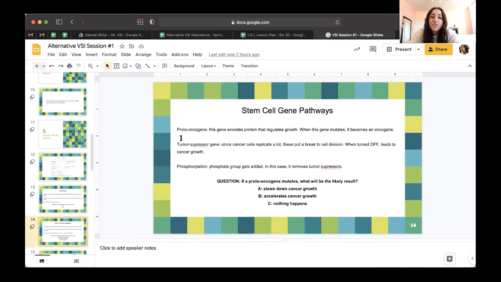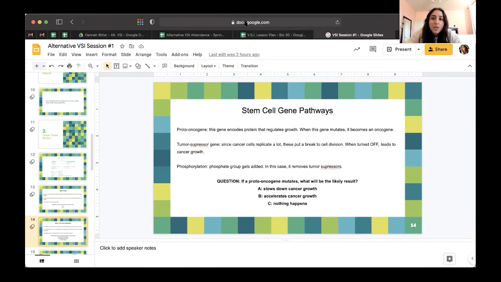And then another type of gene is a tumor suppressor. You can think of this as the opposite of proto-onco. It's combating the oncogene. Since cancer cells replicate a lot, these put a brake on cell division. When turned off, it leads to cancer growth. So tumor suppressors, we want to think of them as good. They come to the rescue and stop the cancer growth, the opposite of a proto-oncogene. And then another good term to note is phosphorylation. This is when a phosphate group gets added. And in the context we're talking about, it also removes tumor suppressors.